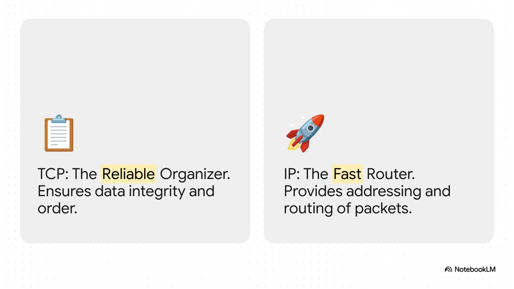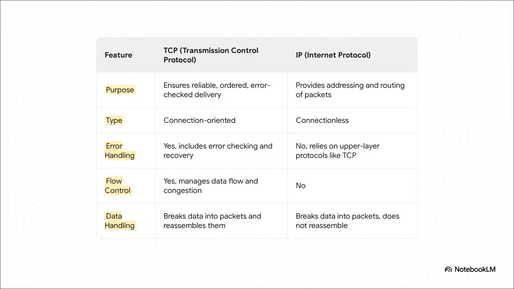TCP is the super reliable, meticulous organizer. He's the one numbering every package and triple-checking for delivery. And then you've got IP. IP is the fast, no-nonsense router who just looks at the address and sends the package on its way as fast as possible. And this table here really breaks down their partnership perfectly.